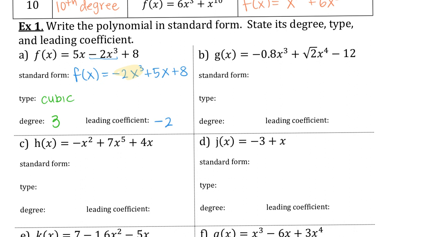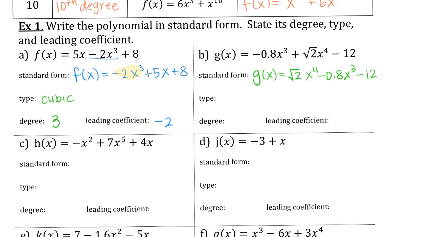Okay, let's look at b. First, put it in standard form. So let's see, g of x. What's the highest exponent here? X to the 4th. Root 2, x to the 4th. Is there an x cubed? There's a 3. Is there an x squared? No. X? No. Go down to 12.